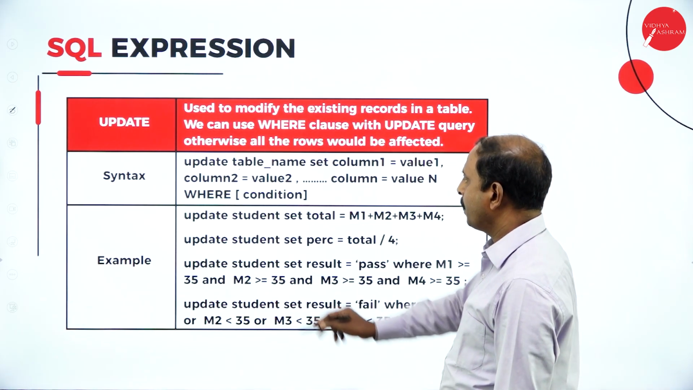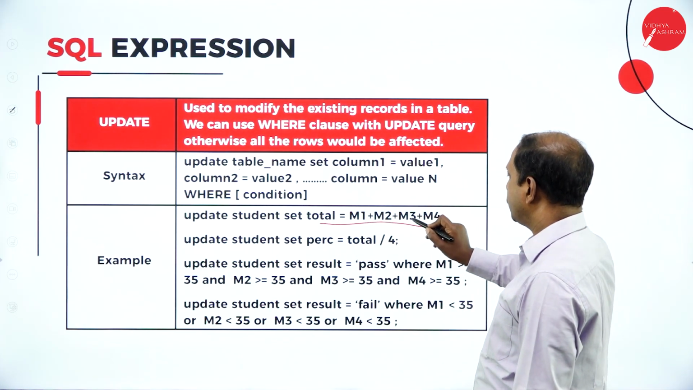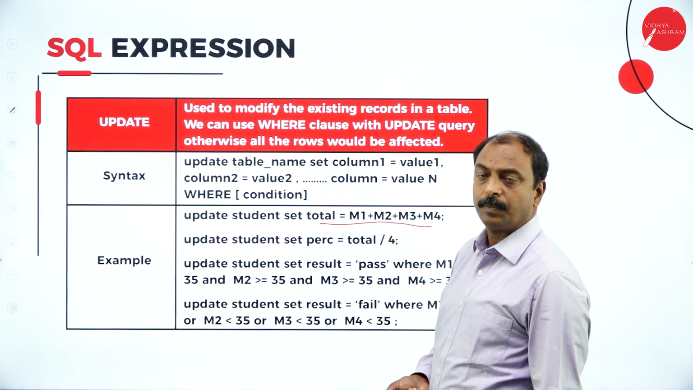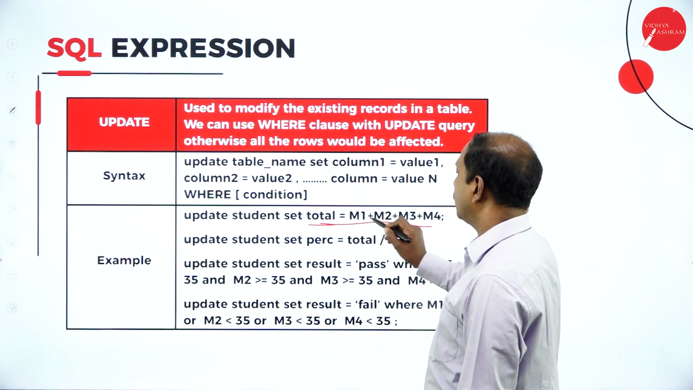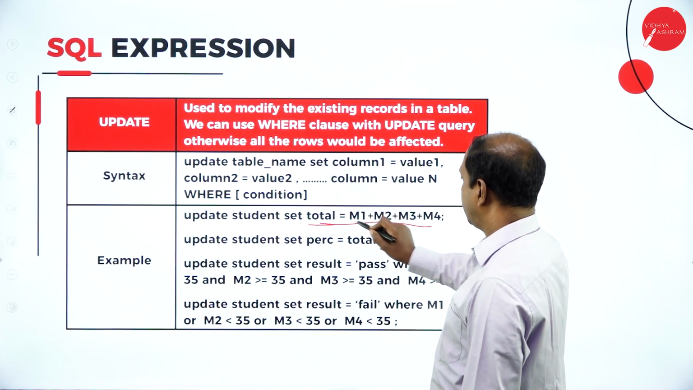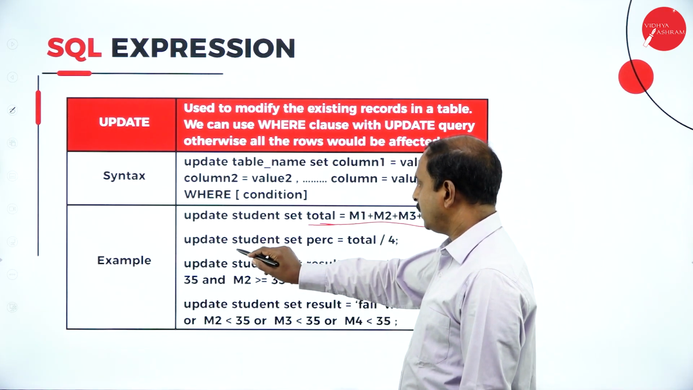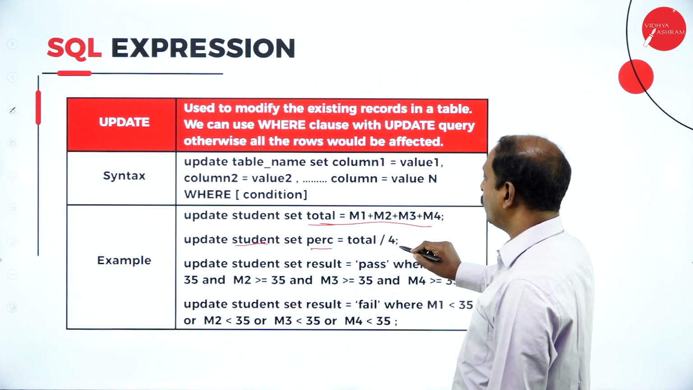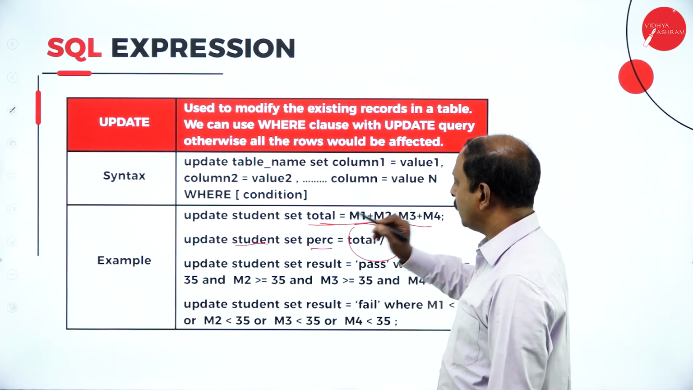Look at the example: update student, set total equals m1 plus m2 plus m3 plus m4. See, with the help of the update command, we are going to update the values of the field total. It is going to add all the values of columns m1, m2, m3 and m4, and the result is stored in the field total. Next one is update student, where student is the name of the table, set percentage equals total by 4. So the result of this expression is stored in the column PERC.